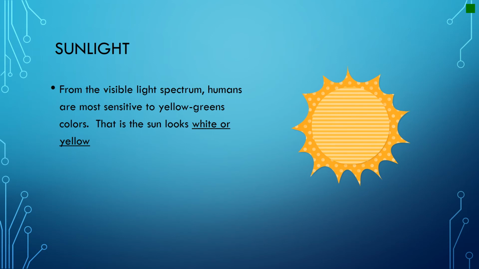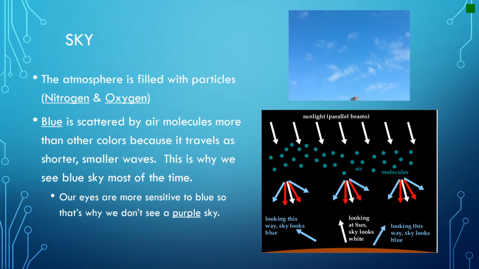And as I also stated, the sun looks white or yellow because we pick up more yellows and green colors. That's what we're sensitive to. So that's what we'll pick. The sky is blue because blue is scattered first.